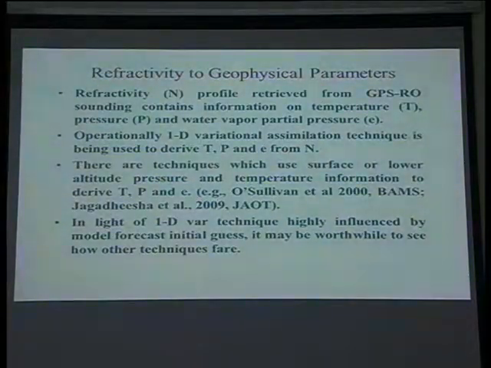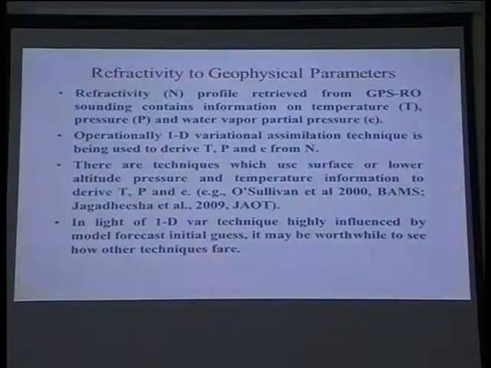So now coming to the main point of my talk: refractivity to geophysical parameters. Refractivity, denoted as N, is retrieved from GPS RO sounding. It contains information on temperature, pressure and water vapor partial pressure.